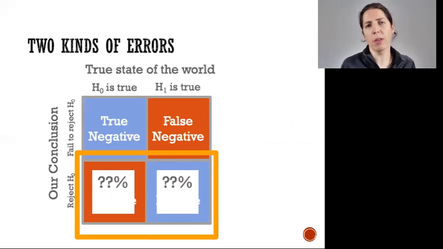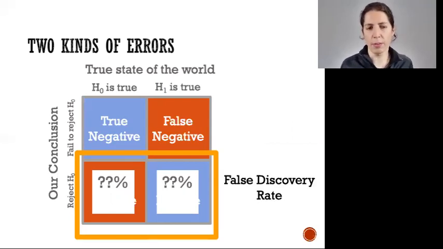So knowing that there's only a 5% chance of a false positive in the left column, that's nice, that helps us sleep at night, but it doesn't help us know what percentage of our significant results are false positives. That's this percentage, the bottom row percentage. And that's known as the false discovery rate, the percentage of false positives among all the positive or significant results.